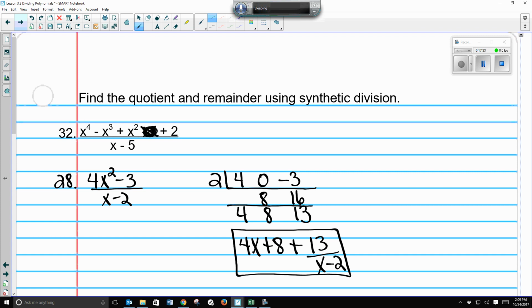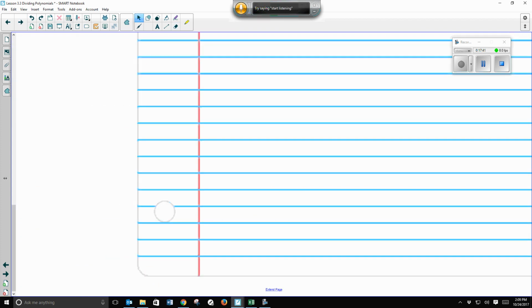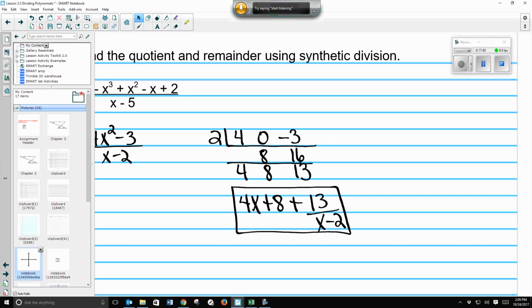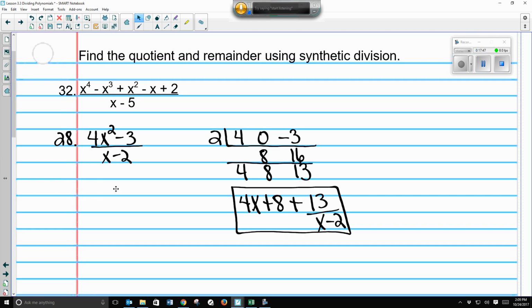Can we do 32 still? Mm-hmm. The only thing about having that lined paper is I cannot move things around. So once you get that, I'll erase it. I can't erase it. Is anybody still writing that?